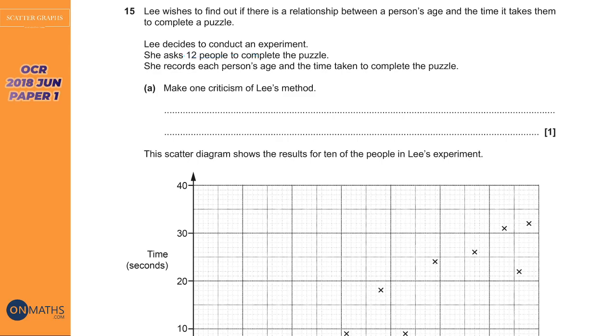So what's she doing? She asks 12 people to complete the puzzle. She records the person's age and the time taken to complete the puzzle. Make one criticism of Lee's method.